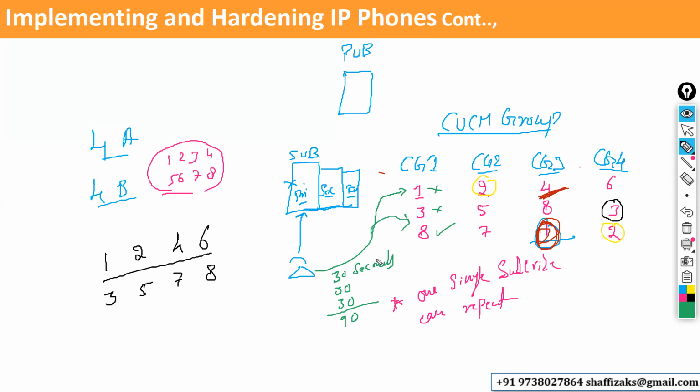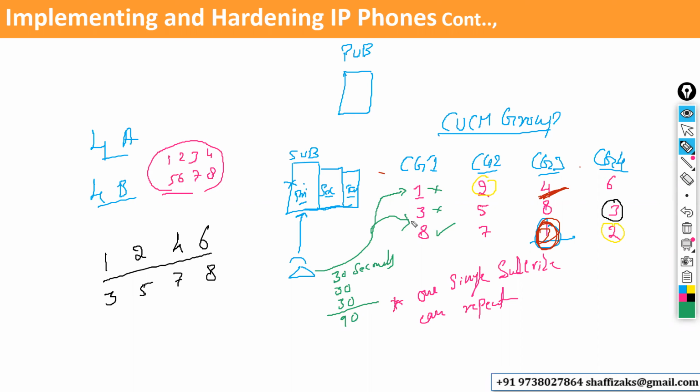It waits 90 seconds: one keep alive, two keep alive, three keep alive. 3 into 30, 90 seconds. So now it will be registered with the secondary. One thing you have to understand here, it's very important. Now the phone is going to send keep alive to both servers, primary and secondary, because if the primary comes up, it goes back and registers with the primary.